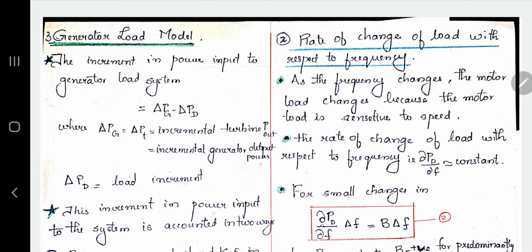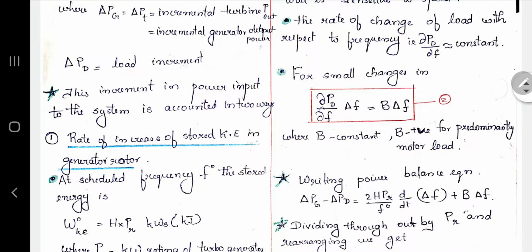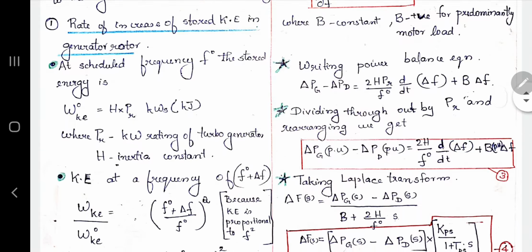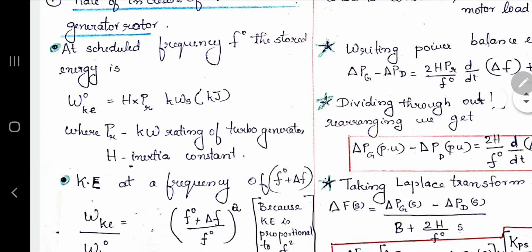Now we go to the first one, the rate of increase in the stored kinetic energy with respect to frequency. First we have to go through the actual kinetic energy for a particular frequency f0. At a particular frequency f0, the stored energy is WKE0 equal to H into PR, where H is the inertia constant and PR is the kilowatt rating of the turbo generator. The kinetic energy is expressed in kilowatt seconds or kilojoules. This is the kinetic energy for a particular frequency f0.